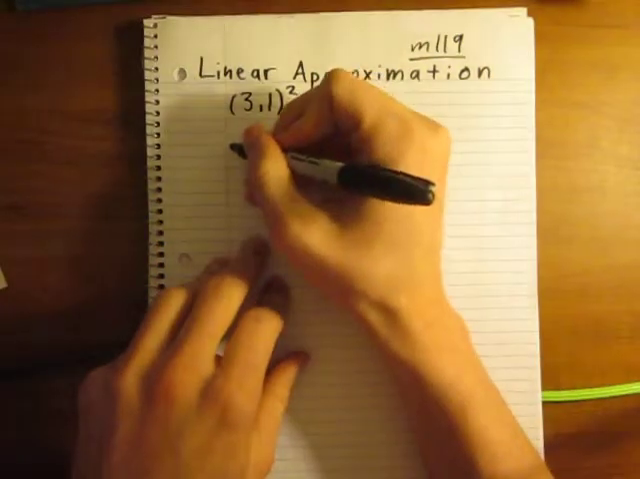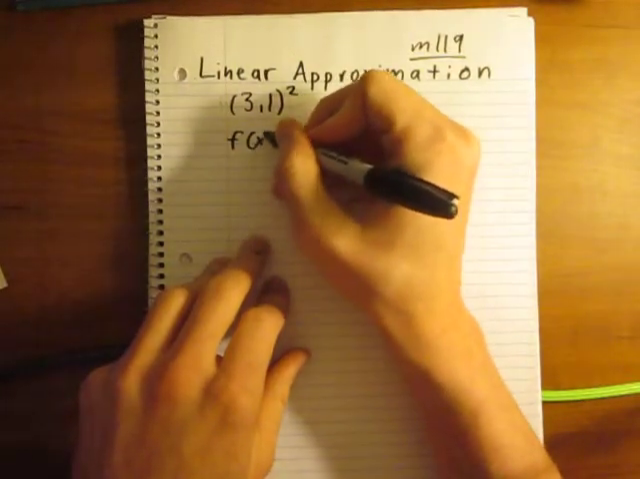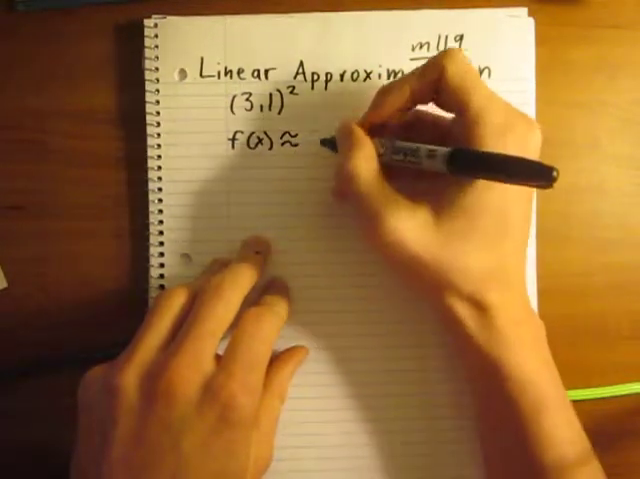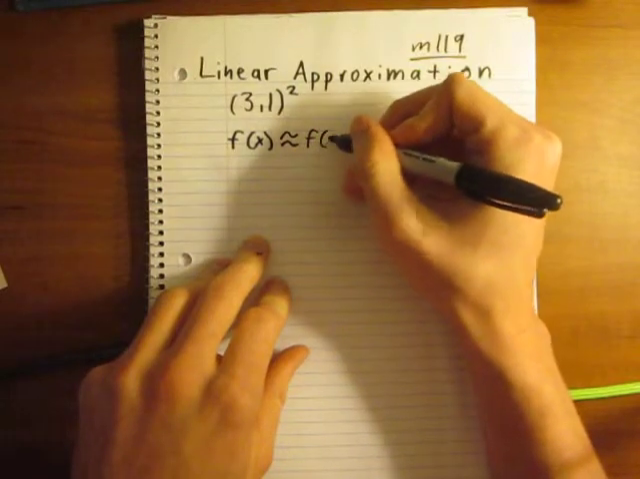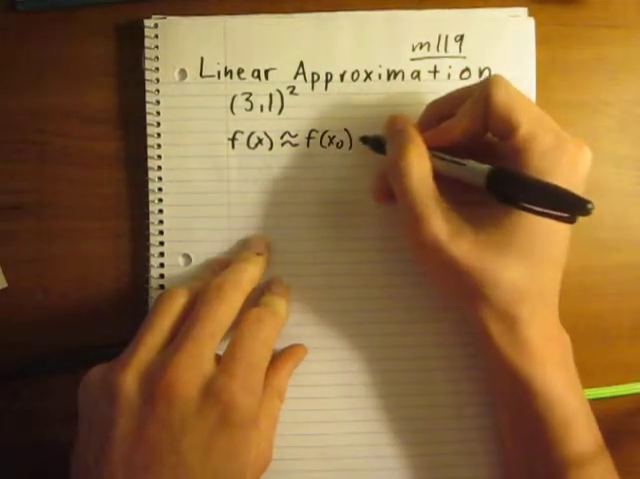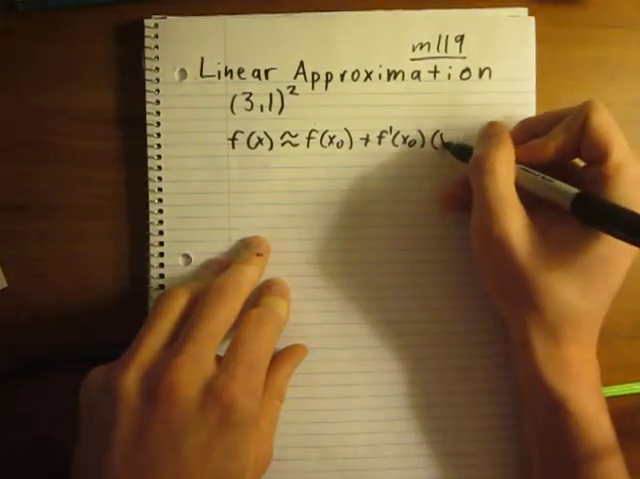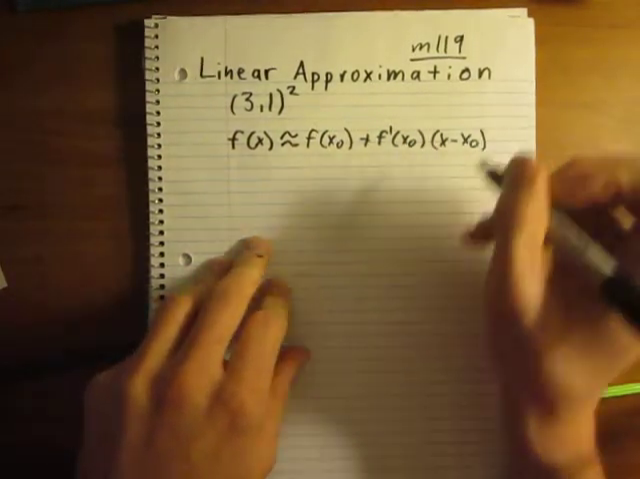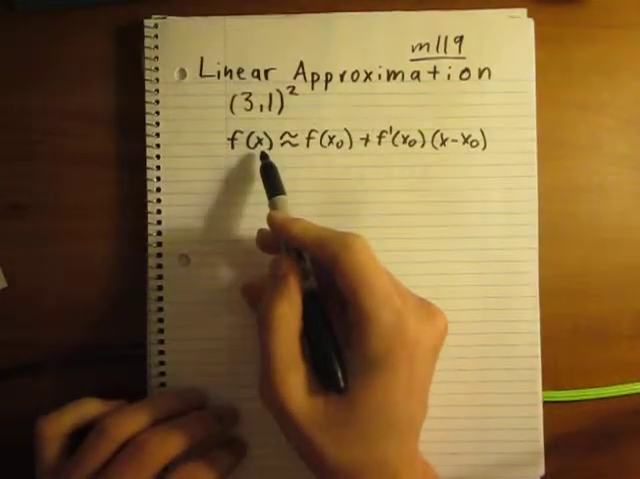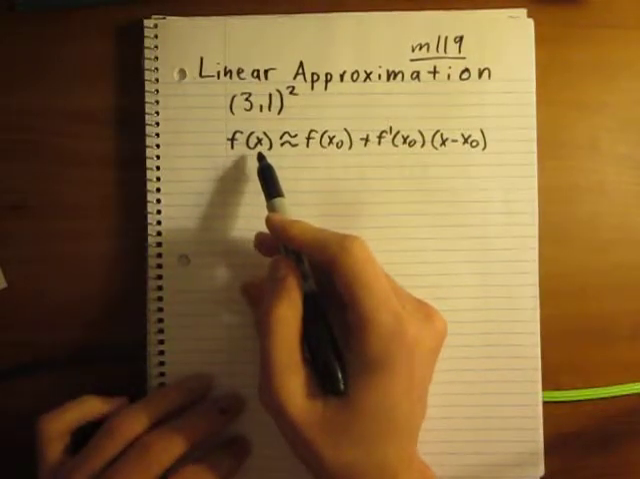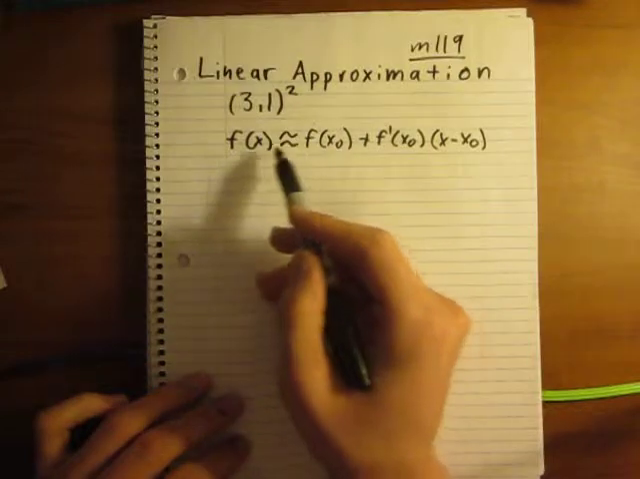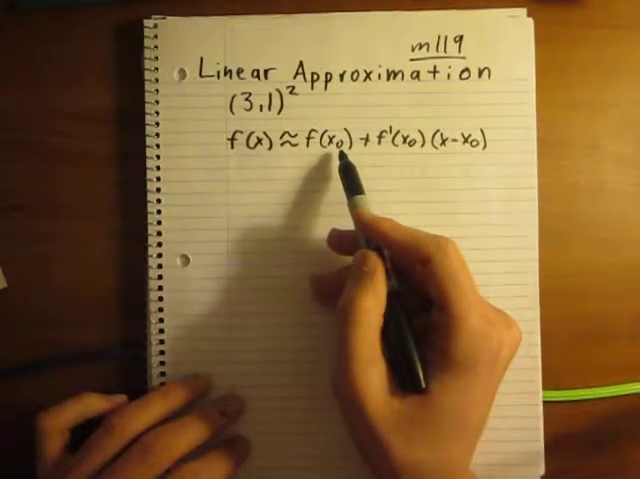So the equation for linear approximation is f of x is approximately equal to f of x sub 0 plus f prime of x sub 0 times x minus x sub 0. In this equation, x is the number that you're trying to find the estimate for, and x sub 0 is a number close to x that you're going to use to find that estimate.